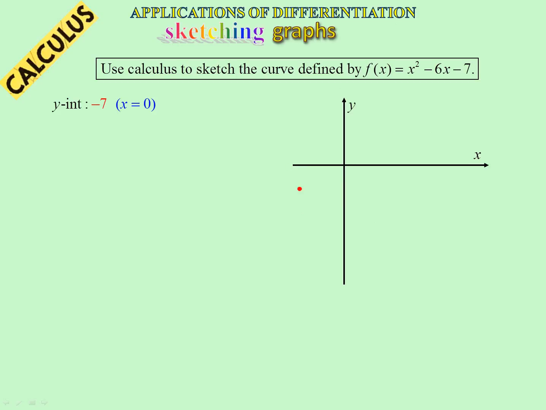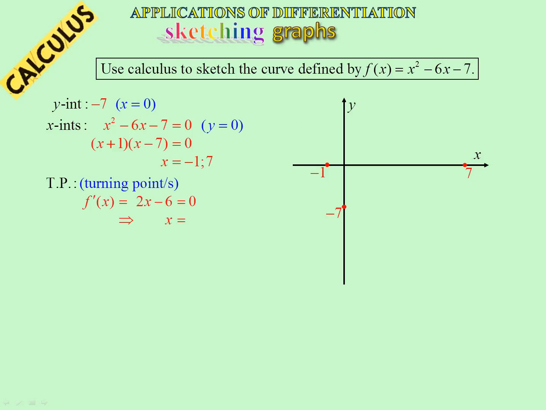Y-intercept when x is 0, x-intercept when y is 0, quadratic equation, and we solve. Now, to use calculus methods, we're going to find the stationary point in this case, by putting the derivative equal to 0. So we differentiate and put equal to 0. Solve for x. Substitute back into the original to find the y value. And we have our stationary point.